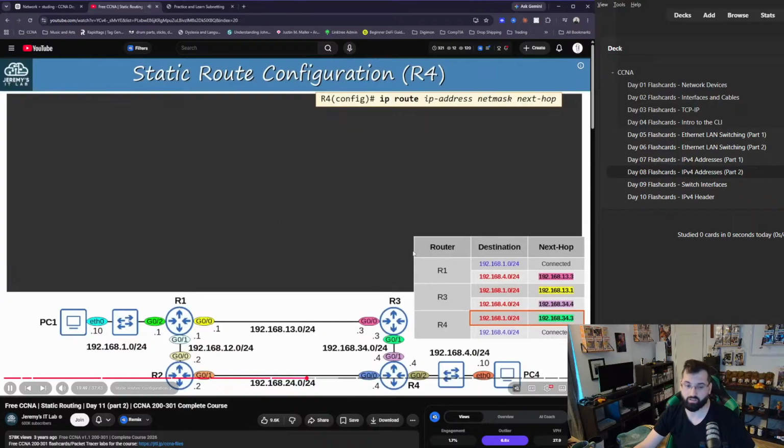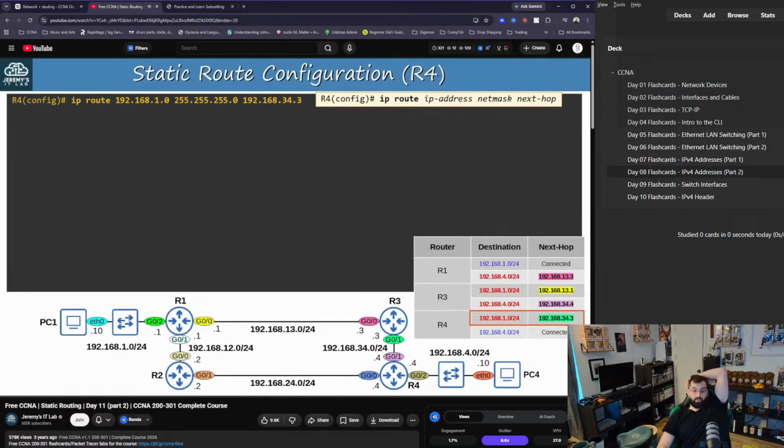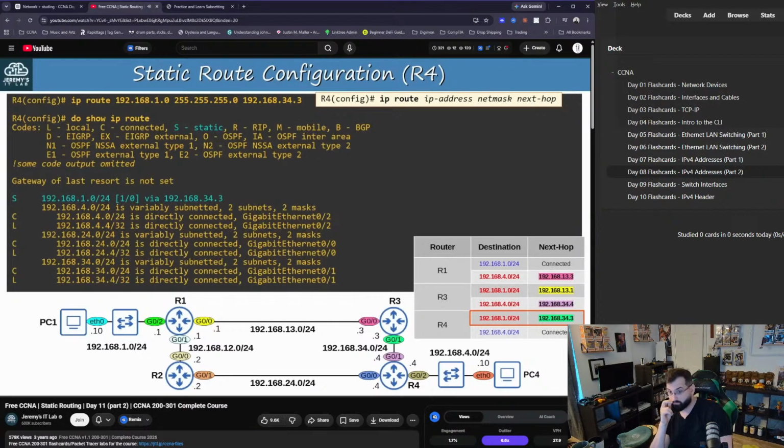If you can, try to figure out the command. Here is the answer. IP route 192.168.1.0, 255.255.255.0, 192.168.34.3, using R3's G01 interface IP address as the next hop. And here is R4's routing table now. So, we have now configured all of the static routes necessary for PC1 and PC4 to communicate. Let's test it out and see if they can actually communicate with each other.